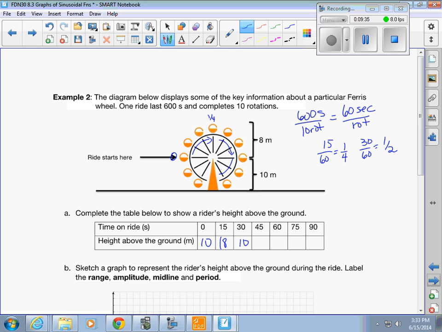45 seconds puts us there. So we're at this height. The one piece of information not included in here is that the Ferris wheel is 2 meters off the ground. So your height would be at 2 meters. 60 seconds then puts us right back at our starting point, so we're back at 10. 75 seconds is another quarter rotation, so you're up at 18. 90 seconds then, you're back at 10.